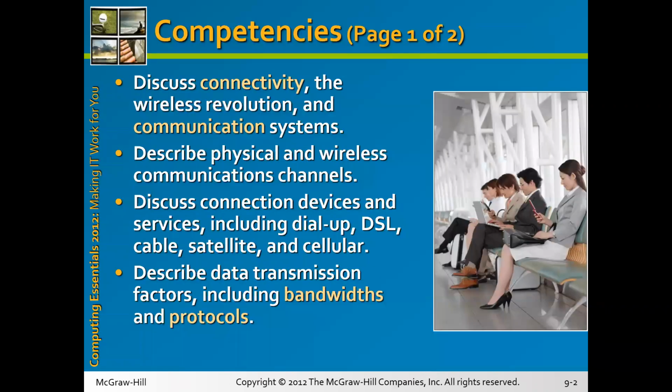And in this lecture, we shall discuss connectivity, the wireless revolution, and communications systems. Moreover, we'll describe physical and wireless communication channels. Furthermore, we'll discuss connection devices and services, including dial-up, DSL, cable, satellite, and cellular. Henceforth, describe data transmission factors, including bandwidths and protocols.